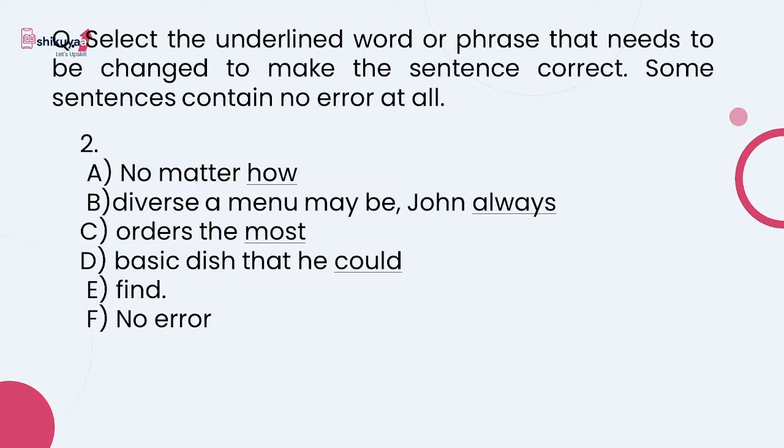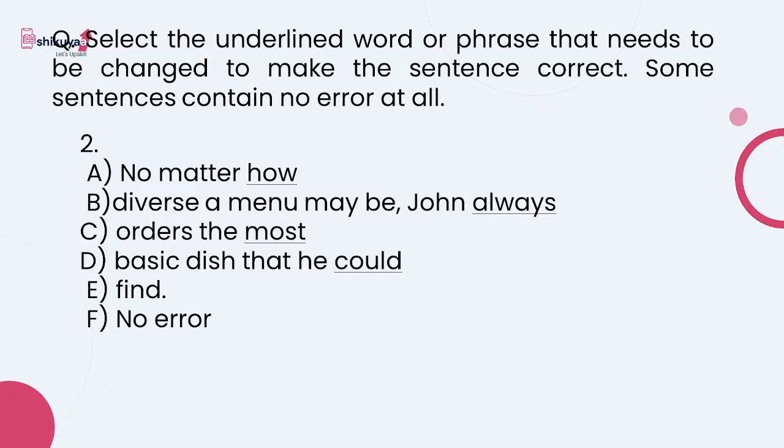The sentence is, no matter how diverse a menu may be, John always orders the most basic dish that he could find. Now student, this is a very simple question and it is related to the use of helping verbs. Now if you see, who is the subject of this sentence? Of course, it is John. John always orders. That is the main part of the sentence. So John is the subject, orders is the main verb. And this sentence is in simple present tense. John always orders the most basic dish.